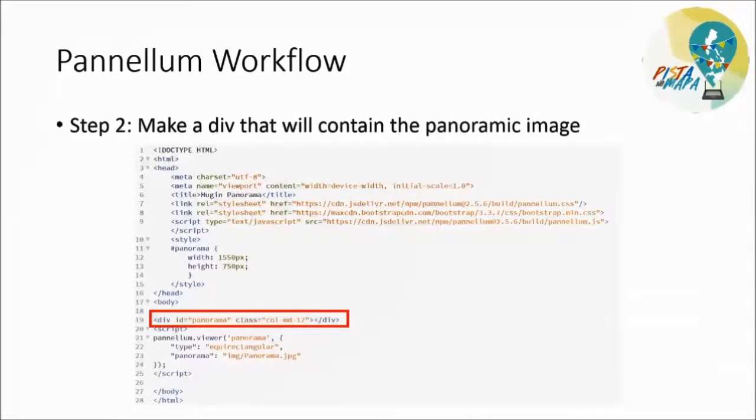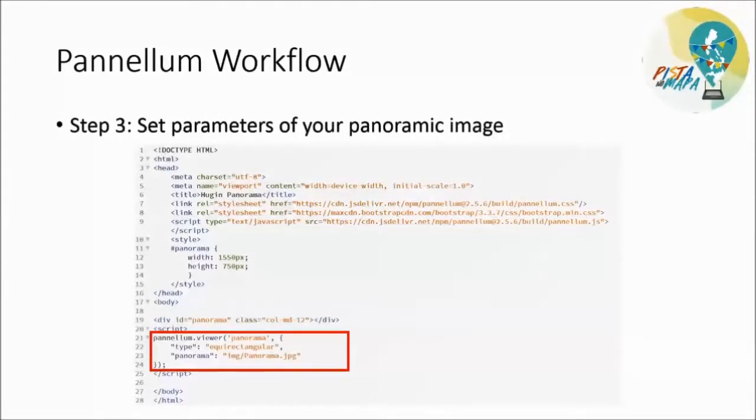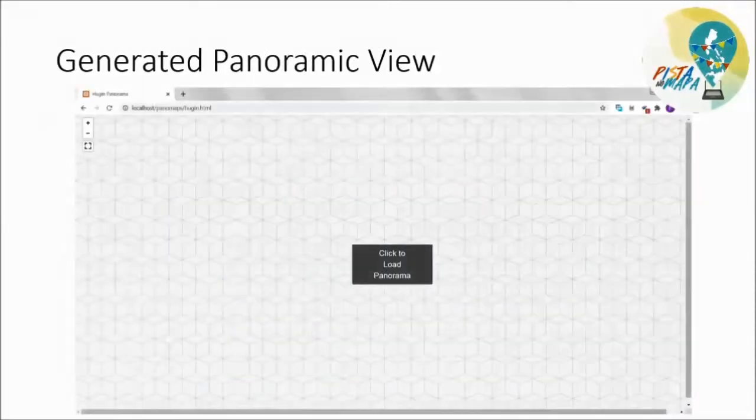After that, set a container for the panoramic view. This is where the processed panoramic image will be displayed in your browser. For this example, I have used the div element using HTML and CSS Bootstrap to tell the browser where to render the panoramic view of the stitched images. Finally, we just set the parameters that we've used in processing the images. This is where we also tell the browser where to look for or where we have stored the processed image. We now take a look at the generated panoramic view.